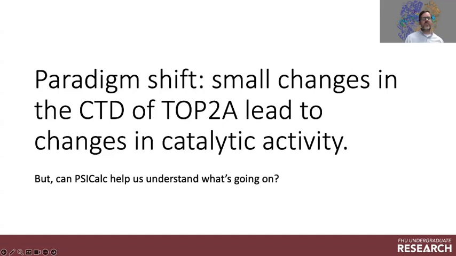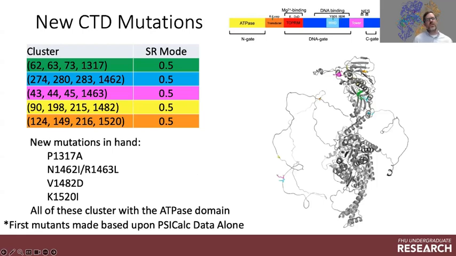So can SciCalc give us some clue as to what's going on? We ran some analyses, and in our 2022 paper, we published a series of clusters. Here's an example of some of those. We made some mutations based on the clusters that we found. So here's 1317, clustering with some residues, 1462, 63, 82. These higher numbers represent C-terminal domain positions. These lower numbers represent positions up in the ATPase domain. That was really cool, because here we got something way out in the C-terminus clustering with the ATPase domain.